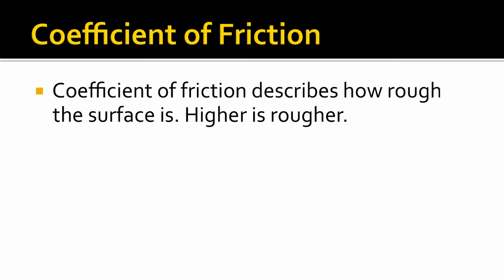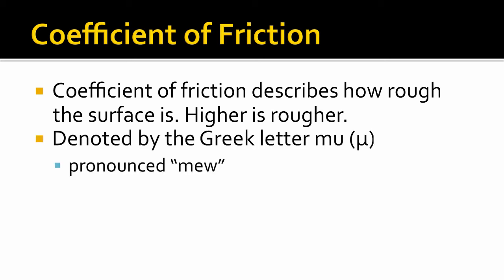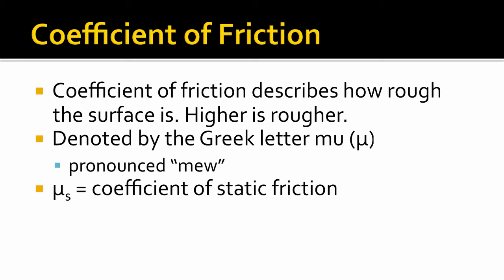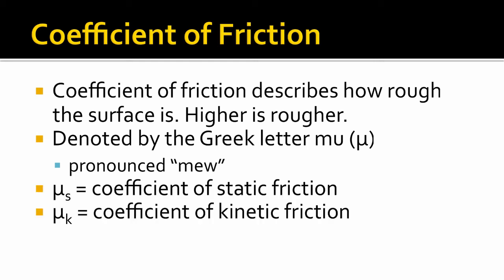Now let's talk about the coefficient of friction. The coefficient of friction describes how rough or smooth a surface is. It's a number, and this number describes the roughness. The bigger the number, the rougher the surface. It's denoted by the Greek letter mu. The mu s would be the coefficient of static friction, and mu k is the coefficient of kinetic friction.